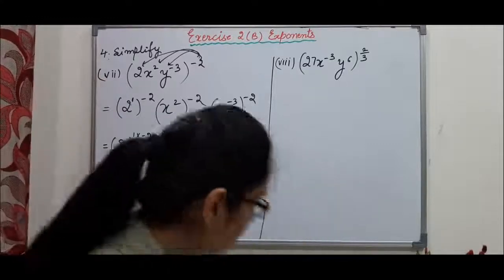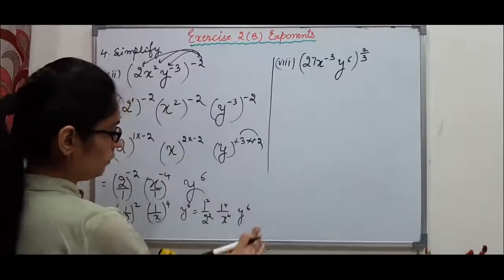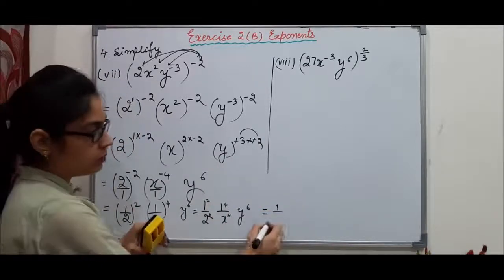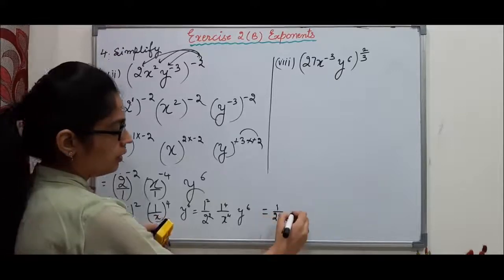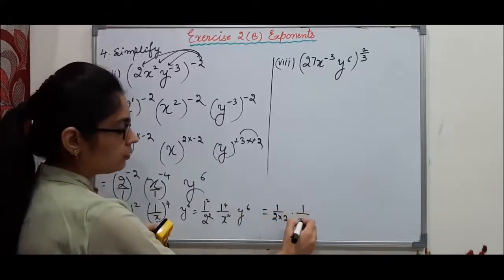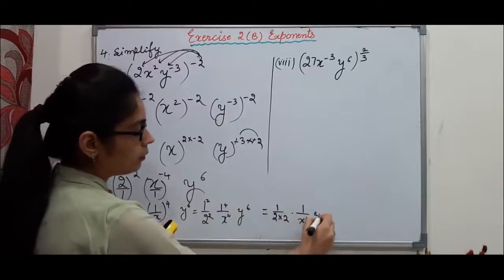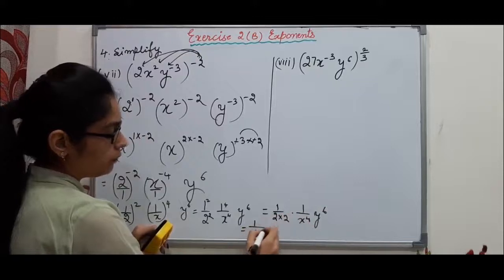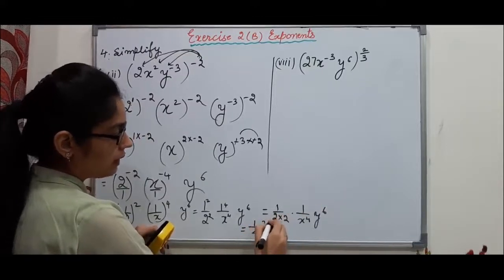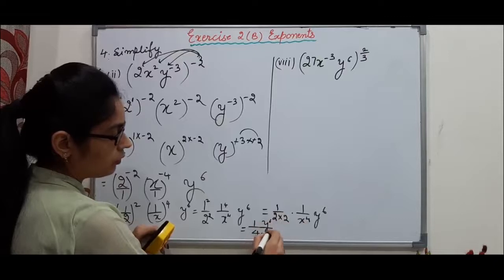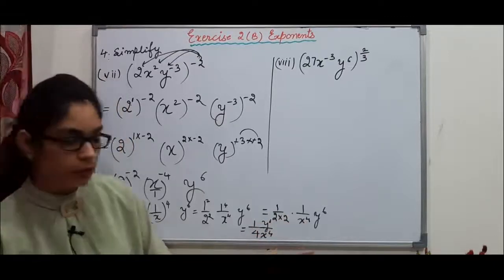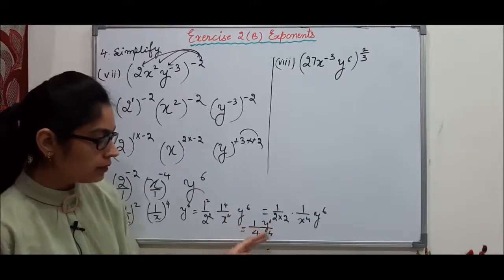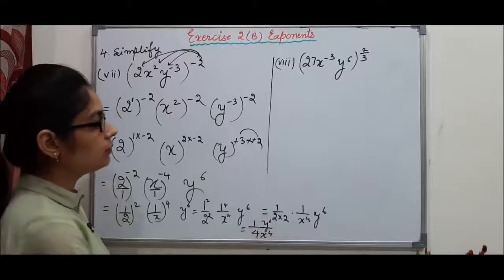So what we can see here, 1 to the power 2 is 1, 2 to the power 2 means 2 into 2, 1 to the power 4 is 1, x to the power 4 as it is we will write, and y to the power 6. So after solving, 2 into 2 is 4, so y to the power 6 as it is, and x to the power 4, because x to the power 4 is in the denominator. So 1 by 4 into y to the power 6 by x to the power 4 is the answer of this.